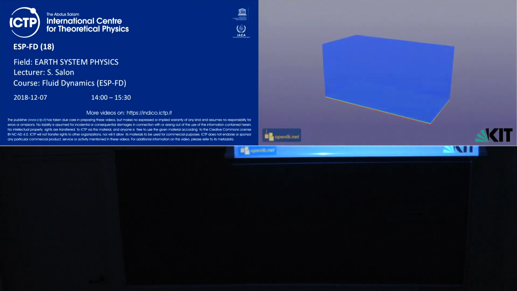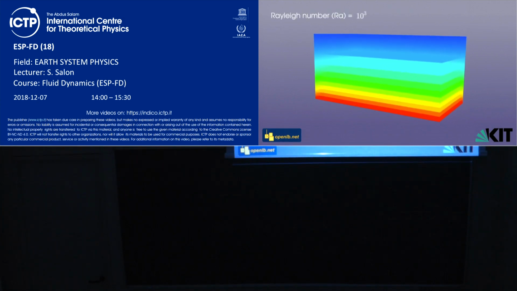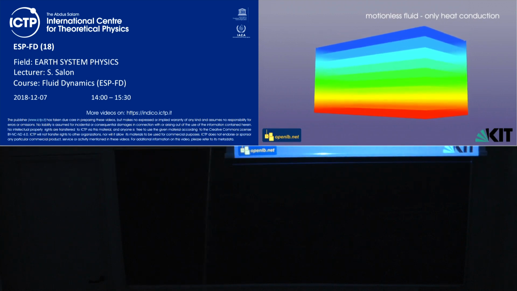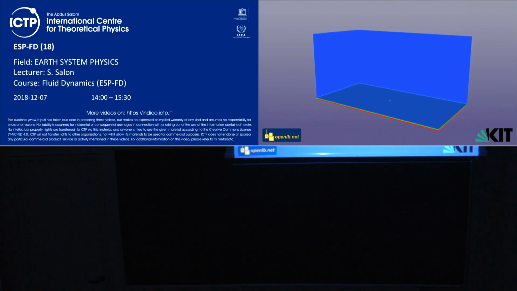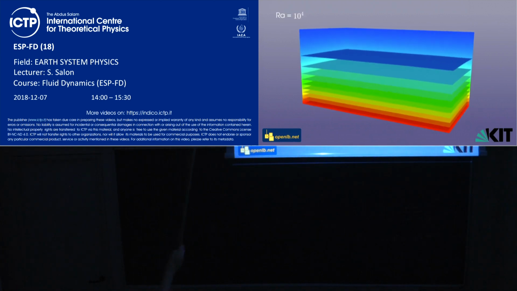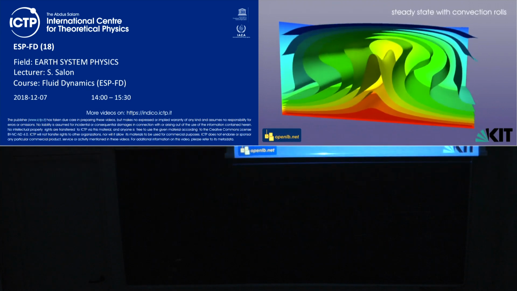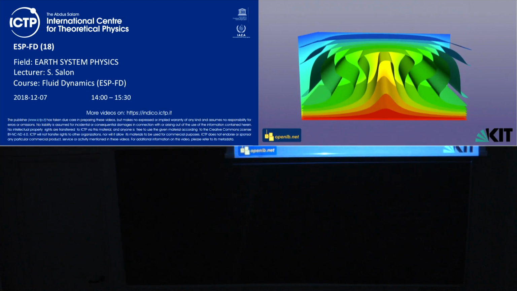So we have the two plates. The bottom plate, of course, with the color, is heated. You see the Rayleigh number is 1,000, more or less. So we have motionless fluid, only conduction. Then the Rayleigh number starts to be increased, 10,000, and this is the result: steady state with convection rolls.